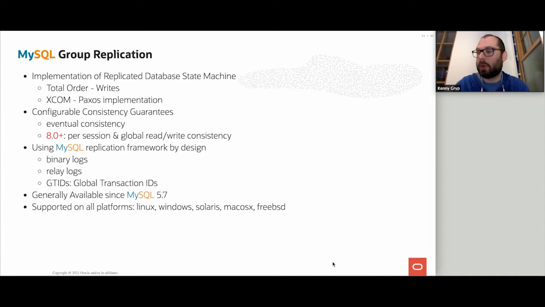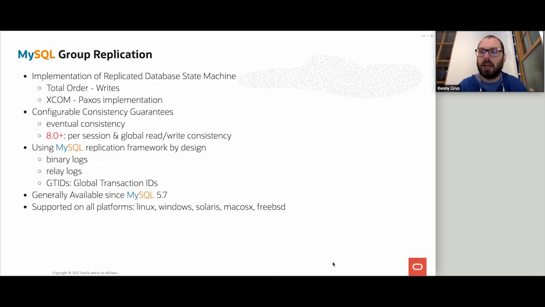So that's what the group replication plugin takes care of. It's using XCom underneath, that's the Paxos implementation that we're using. It's not pure Paxos, it's kind of a variant on Paxos. Some of the neater features that we have is the configurable consistency guarantees. By default, replication is still asynchronous. This is not a fully synchronous replication method.